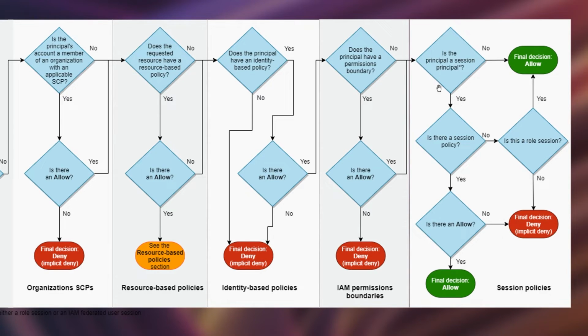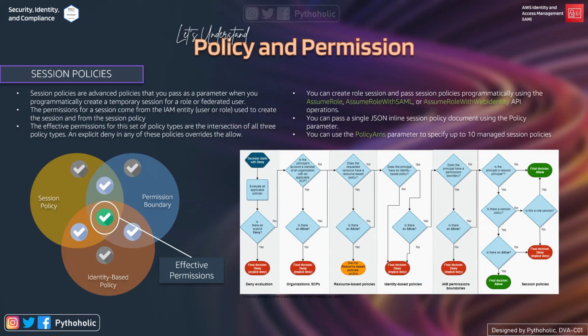And the same goes if it is not a session principal, because it does not have a permission boundary and it has an allow in the principal's identity-based policy. If these conditions are satisfied, then it will automatically be allowed. Okay, for the session principal, it will check if there is a session policy. If there is an allow in that, then the final decision is allow. And if not, then it goes with the implicit deny. And if there is no session policy, then it will check for the role session. And if there is a role session, then the request will be allowed and that will be its final decision. So I hope you understood the point.